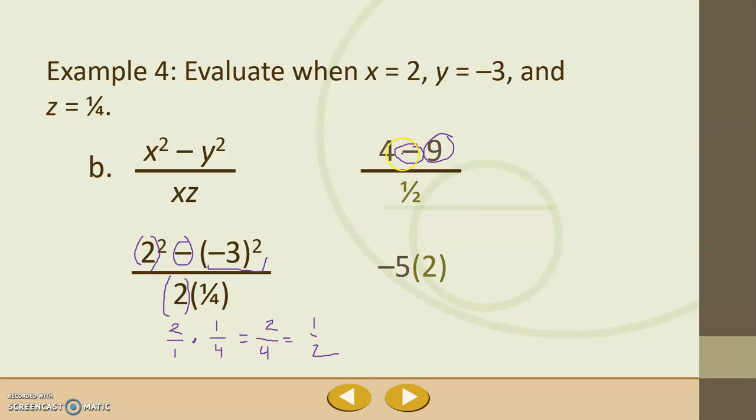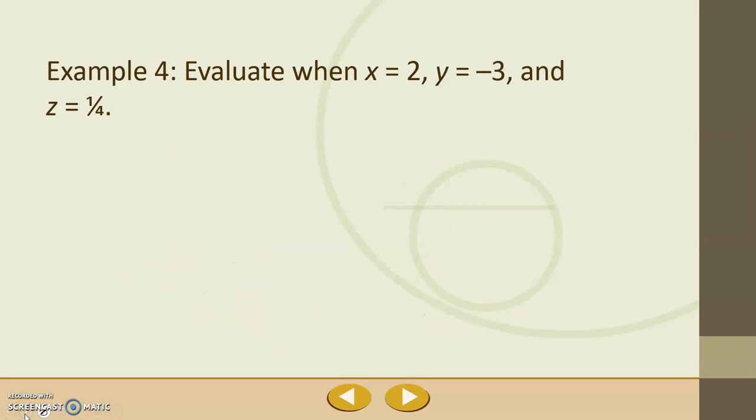We then have 4 minus 9, which gives us -5. And -5 divided by 1/2 is the same thing as -5 times the reciprocal, or -5 times 2. That should say -10 as our final answer. -5 times 2, -10. All right, try this one on your own.